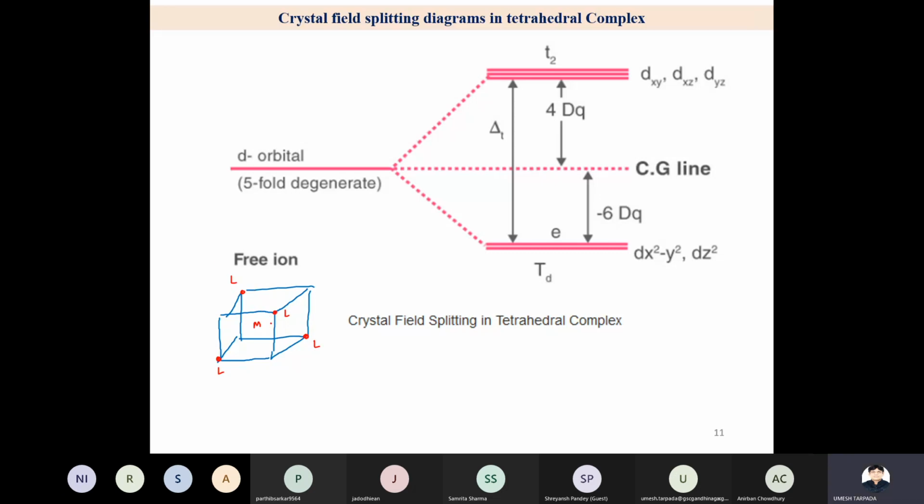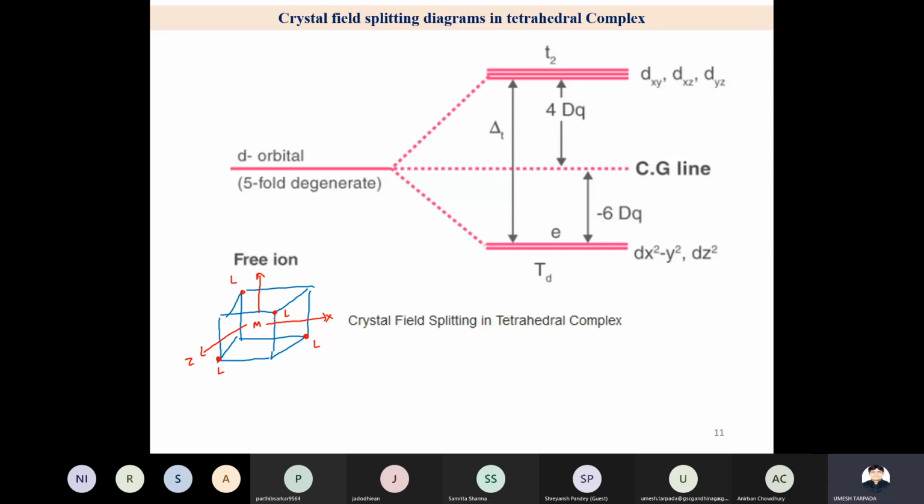Now see, your orbitals: x is over here. Sorry, this is the x axis. This is the y axis, and this is the z axis. So you look at here. See, ligands and axes are different. They are not along the axis.